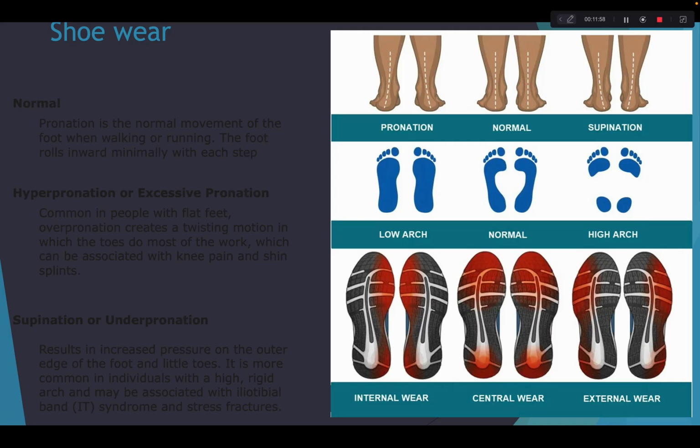It's more common with people with a high rigid arch, and may be associated with IT band syndrome or stress fractures. So typically if somebody walks a lot on here, their IT bands are going to be tight. If their IT bands are tight, chances are their TFL is going to be tight, and maybe their hip flexors, and then there's a whole thing, right?